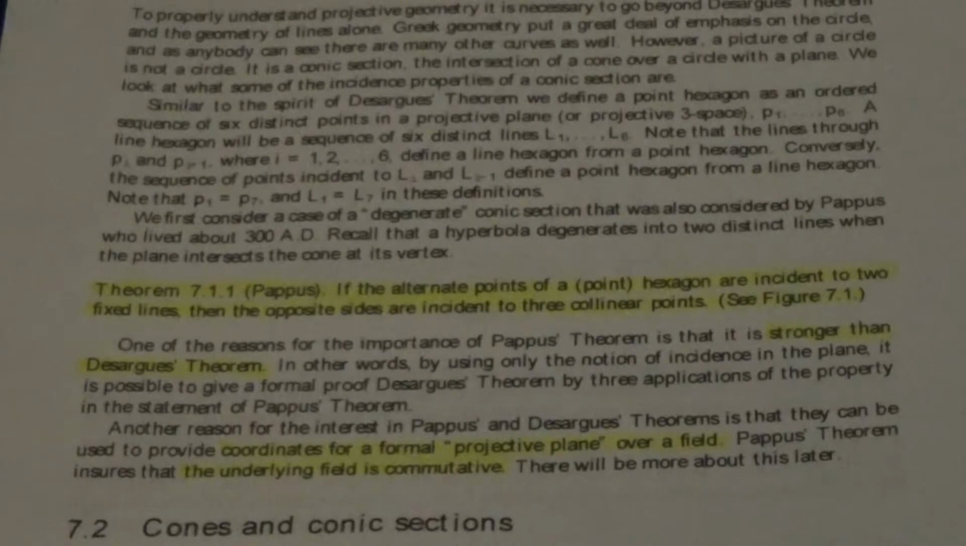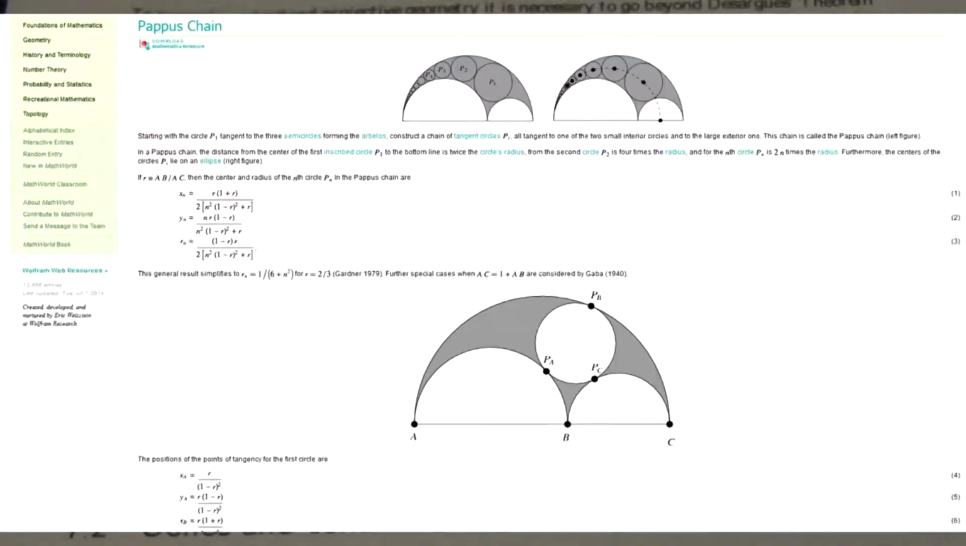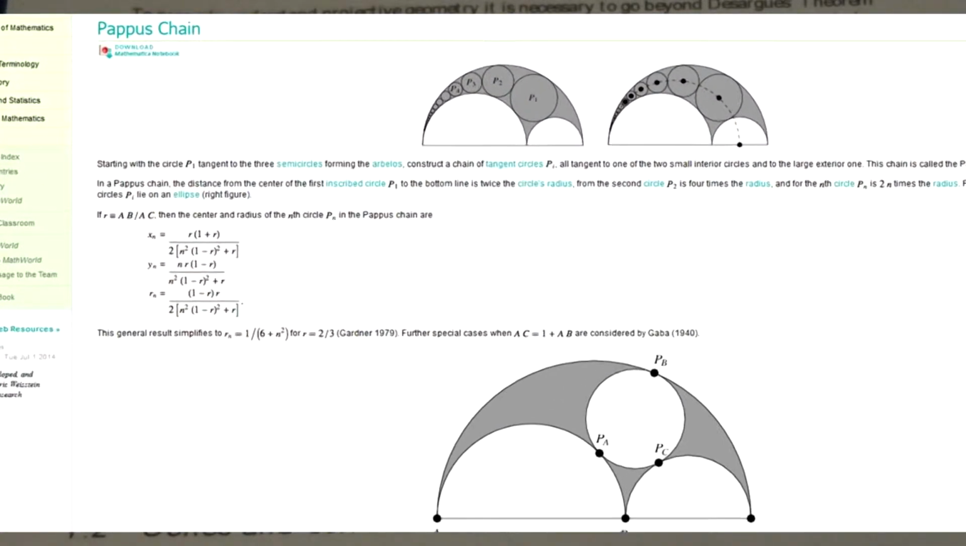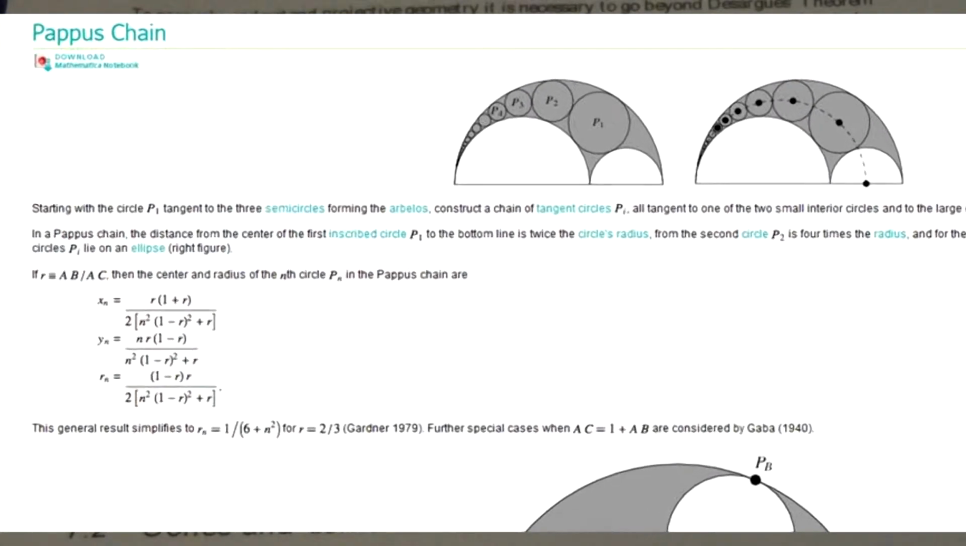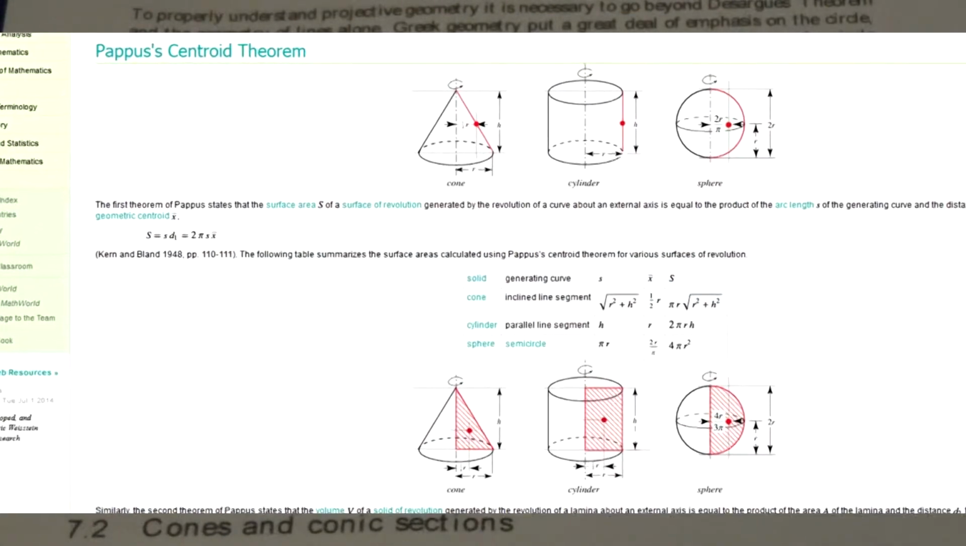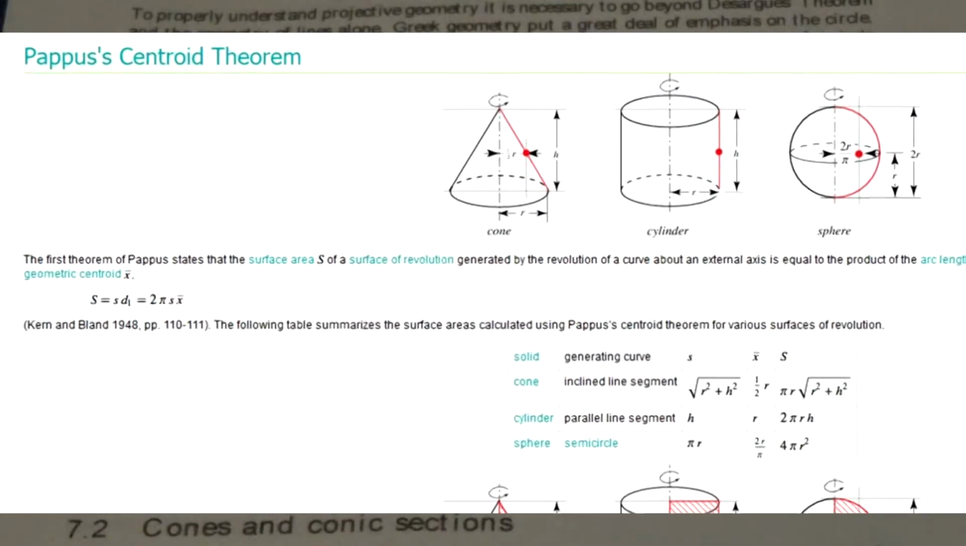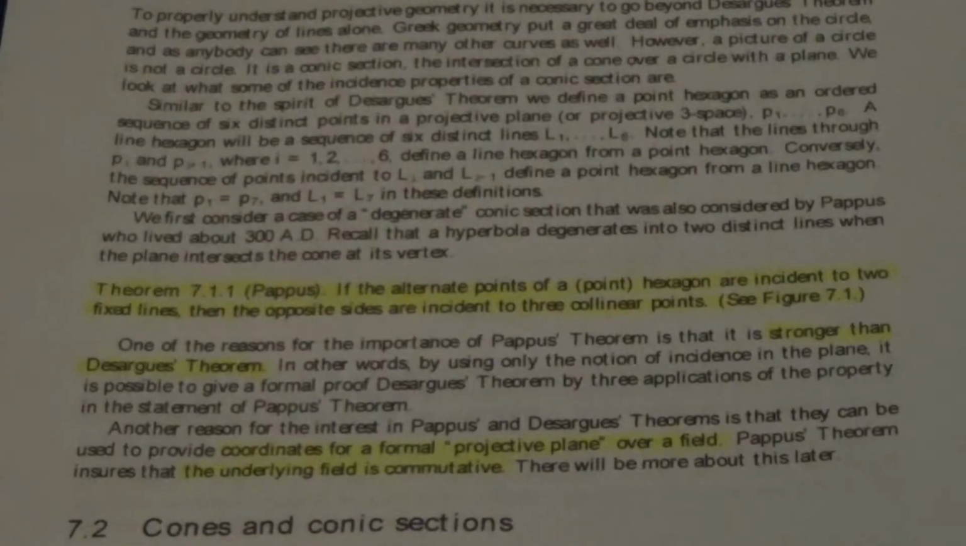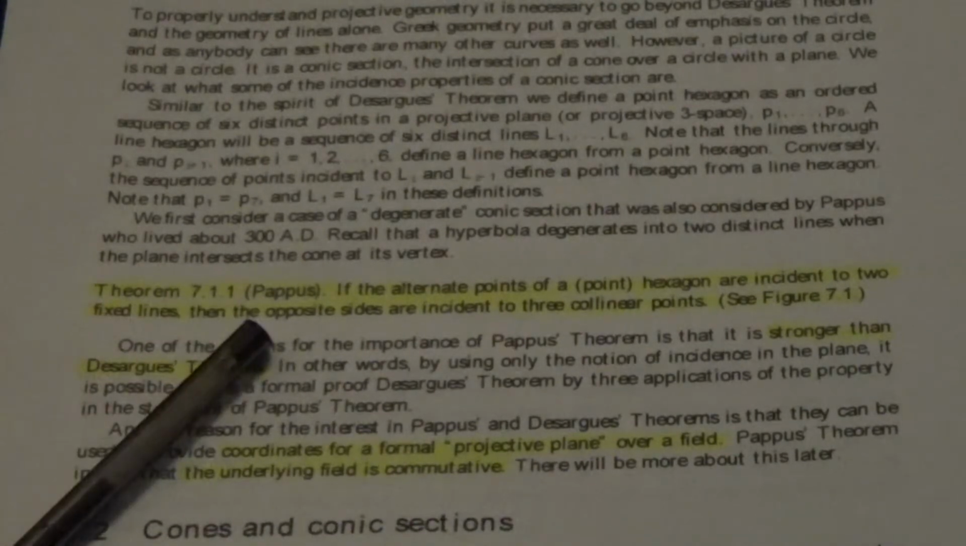So Pappus of Alexandria was a prominent geometer of his time, and there are several theorems that bear his name. We see it in the Pappus chain, for instance, which may be a topic in a future video, and the centroid theorem, which you can see here. However, we will mainly discuss the Hexagon theorem. What this is really saying, as you can see highlighted here, is that if we have alternate points of some point hexagon, and this point hexagon will become important later on.